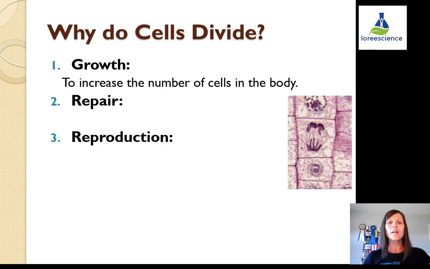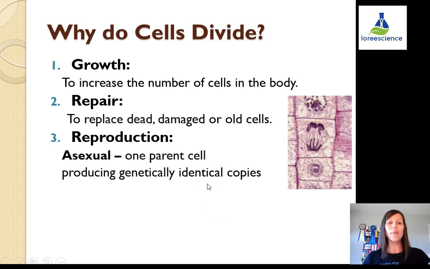The second main reason why cells divide is to repair. So to replace dead or damaged or old cells. So when you cut your finger, you don't just have a hole in your finger forever. Those skin cells actually divide in order to replace the ones that were damaged, as is true with other cells in your body. The third major reason why cells divide is reproduction. Now that could be asexual or sexual reproduction depending on the organism. Asexual reproduction is when there is one parent cell, it divides, splits in half, and makes 2 identical copies. So each generation is identical to the generation before.